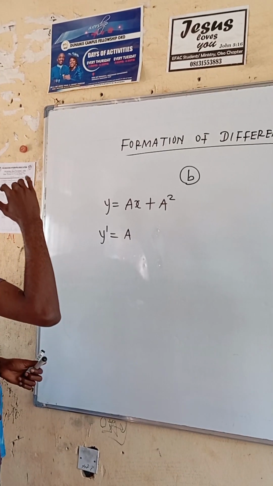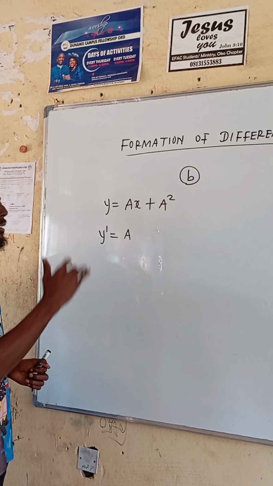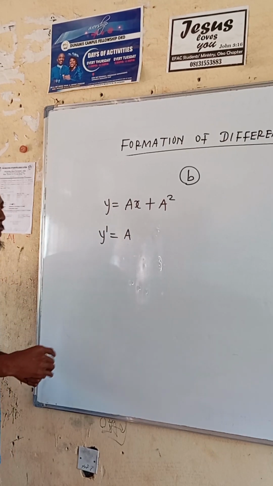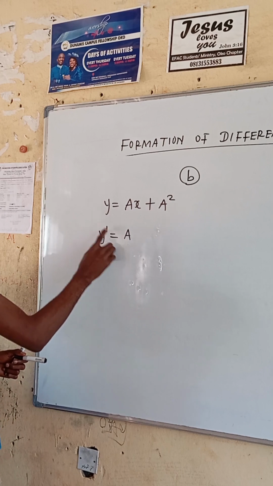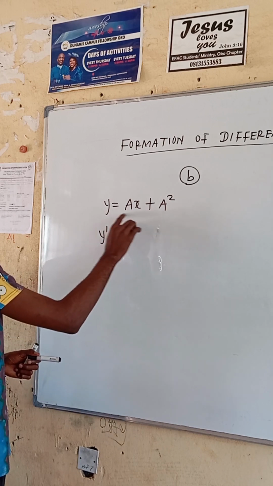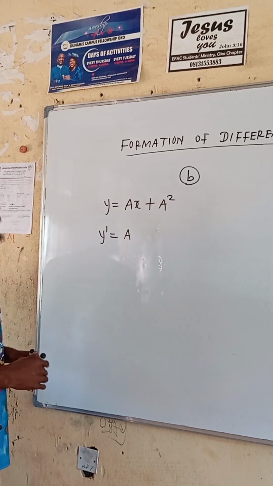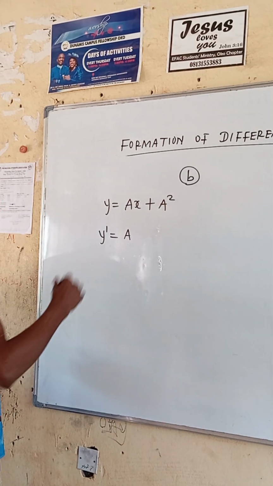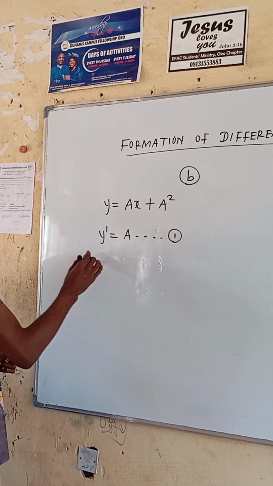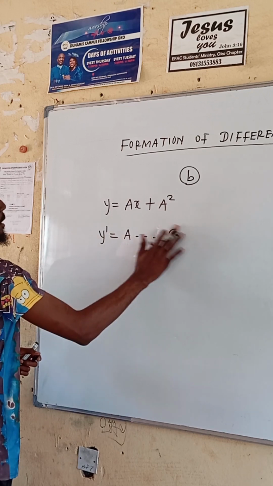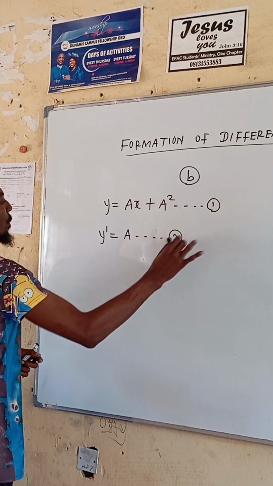So once we have differentiated once, the next thing is to eliminate the arbitrary constant from the given equation. How do we eliminate a? Since a is already y prime, anywhere we see a, we put y prime, and we have our equation. This is actually very cheap. So let's call this given equation 1, and let's call this one equation 2.